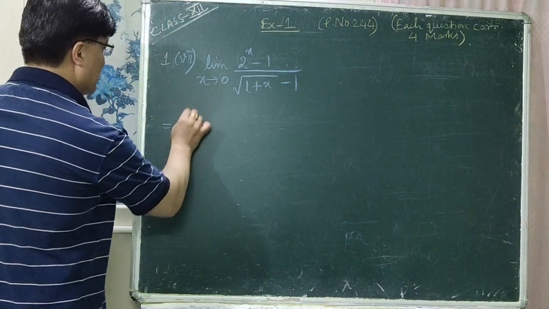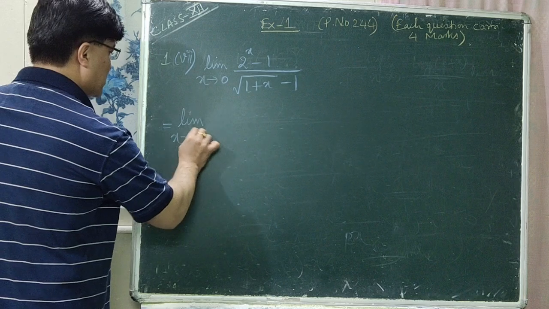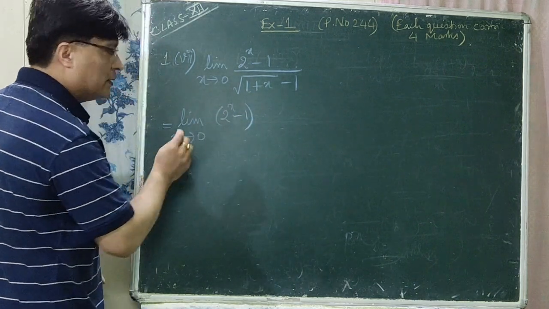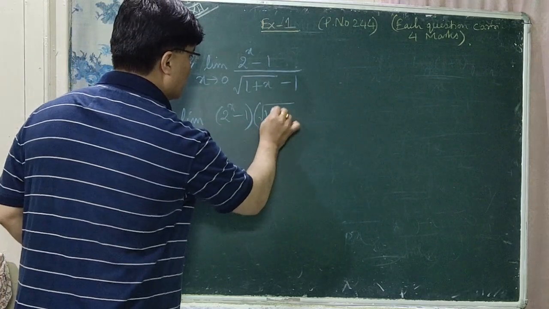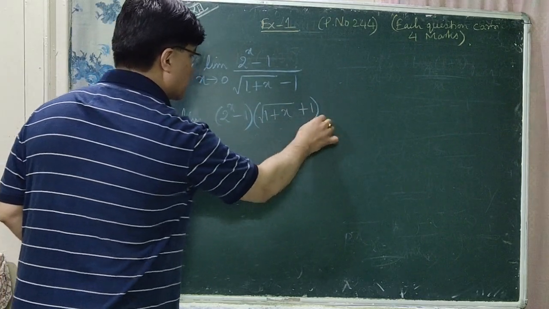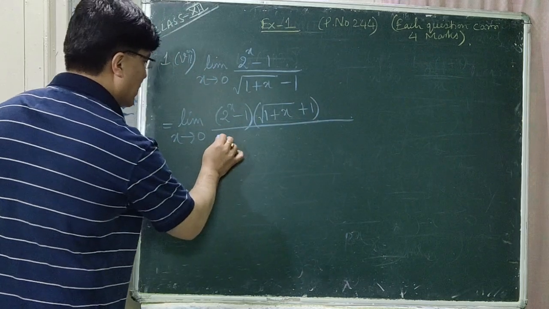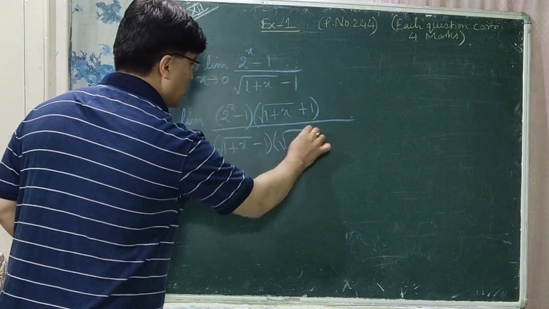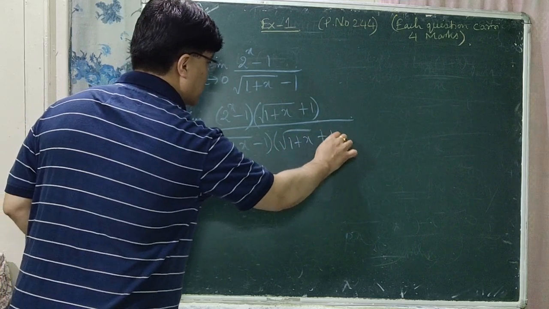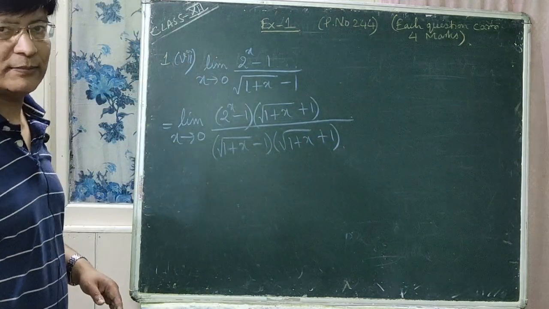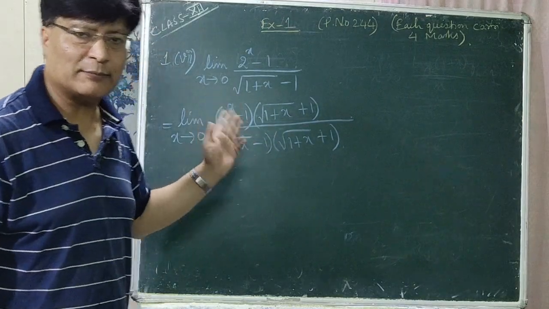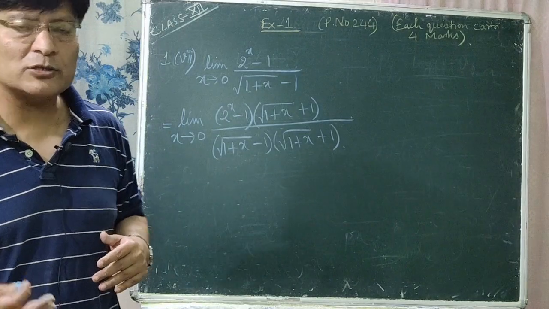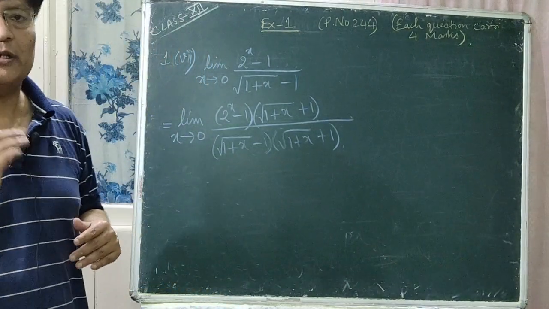Okay, so this is equal to limit x tends to 0, (2 to the power x minus 1) multiplied by (root over 1 plus x plus 1), whole divided by (root over 1 plus x minus 1) into (root over 1 plus x plus 1). Is that understood? That means we are rationalizing the denominator out here. Rationalizing means we are removing the square root from the denominator.